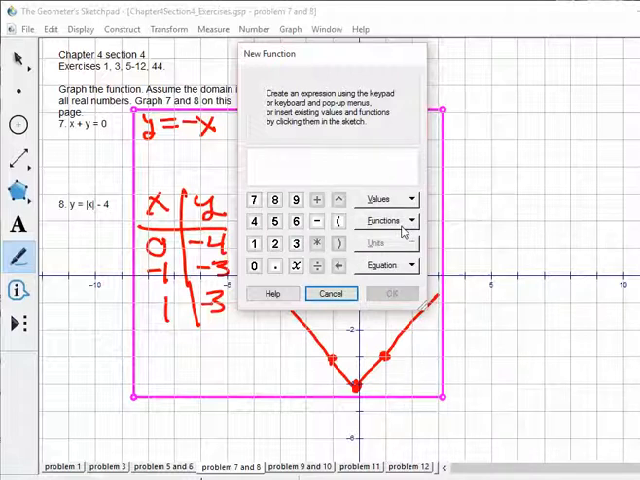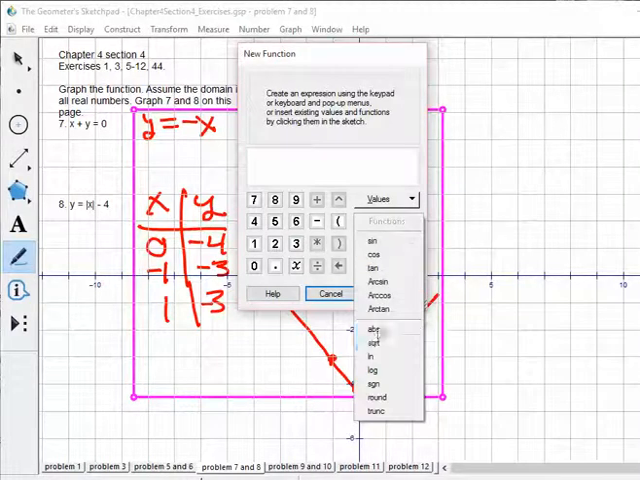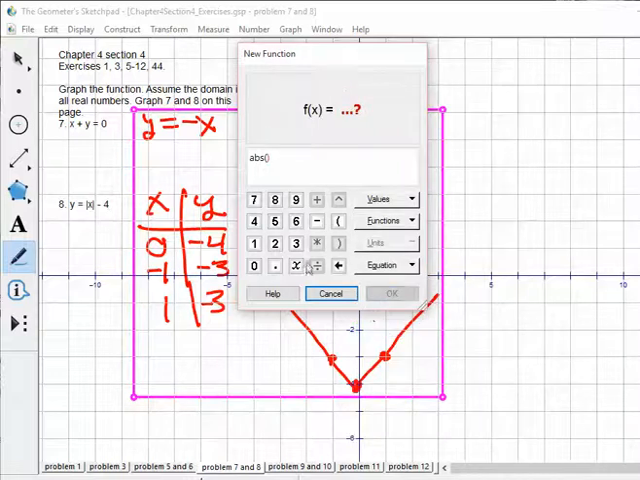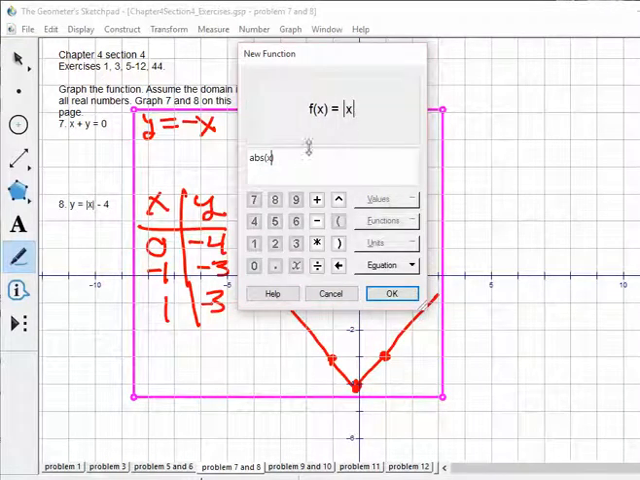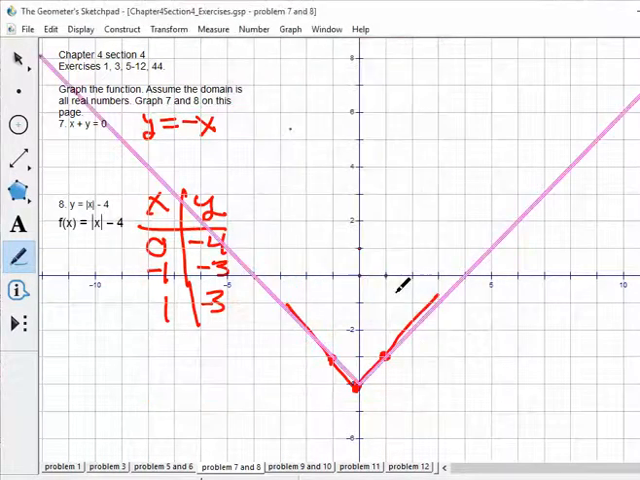In Sketchpad, to get to the absolute value function, you have to go to Functions and pick ABS, which stands for absolute value of x. See? Absolute value of x. And then minus 4. You always want this part up here to look like this part over here. And see that? It looks pretty much like I had started to graph, but theirs is better than mine.